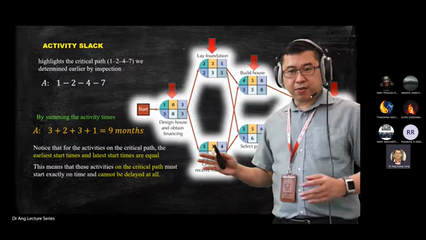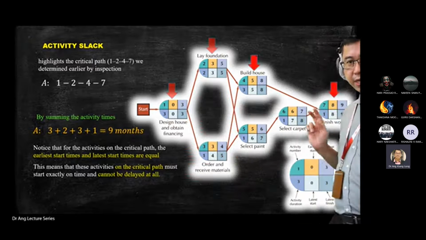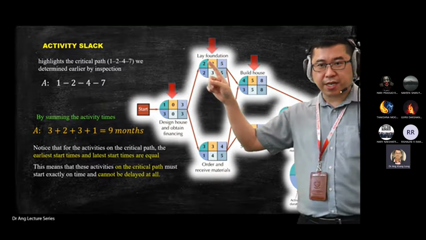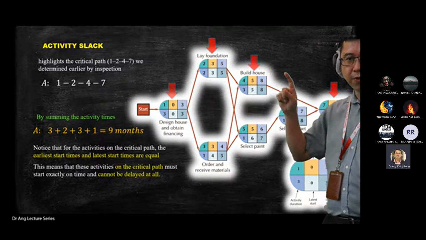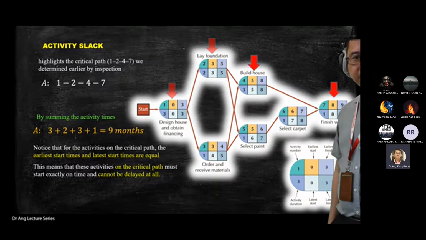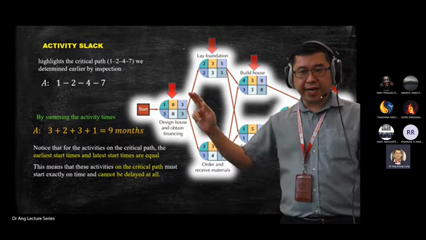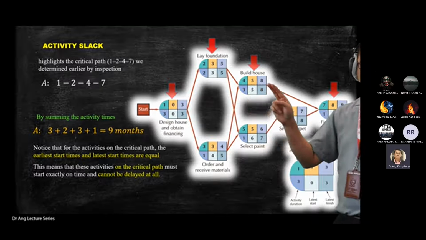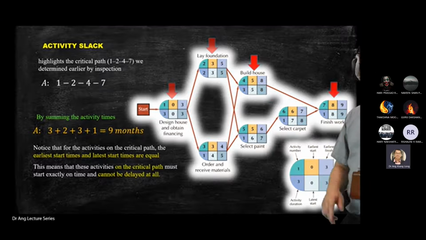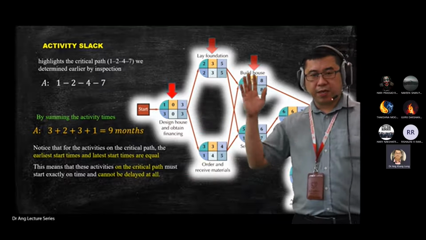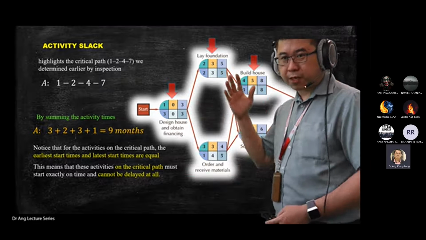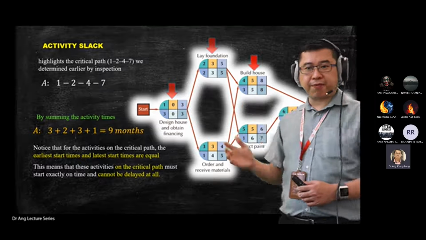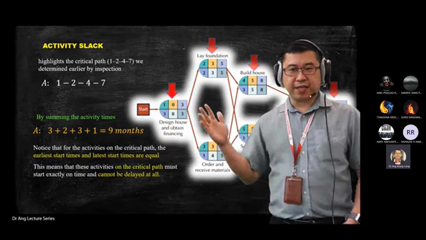What is meant by critical member or critical path? It means that you cannot touch the first activity, you cannot touch the second activity, you cannot touch activity 4, you cannot touch the last activity. Meaning you should not allow any delay to happen to this member, this member, this member, and this member.